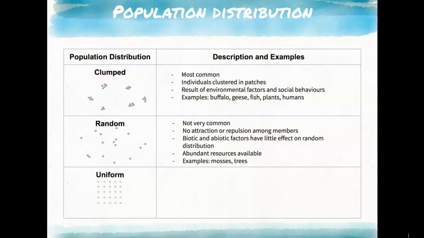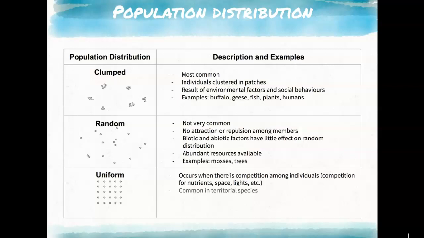Uniform is the last one. Uniform is going to be when there's super high competition among individuals. For example, in plants, like nutrients or space or light sources, they might have super high competition in order to survive. So they're evenly spaced out, growing within their own little personal bubble. It also happens a lot in species that are super territorial. They're occupying this little bubble of area, and they are really protective over their area. So they defend it, and no other organism can enter into that little area.